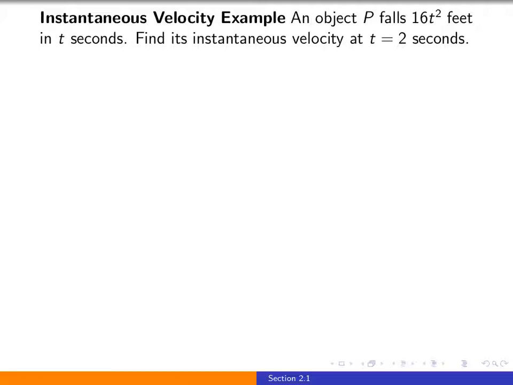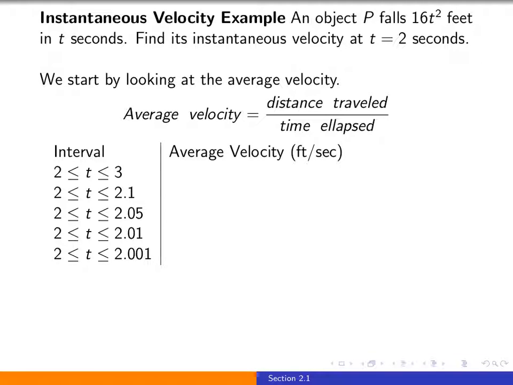falling object? Now, the motivation here is that calculating an instantaneous velocity, much like calculating the slope of a tangent line, seems like a difficult task. So what we are going to do is first look at an easier thing that we can calculate, the average velocity.